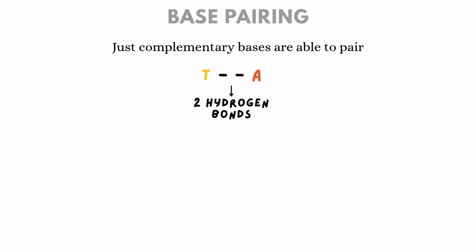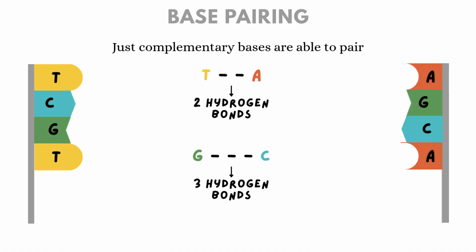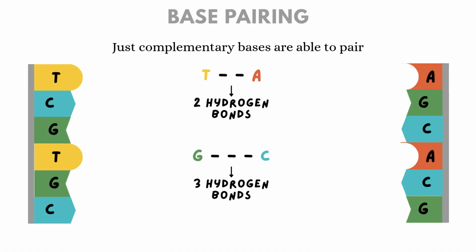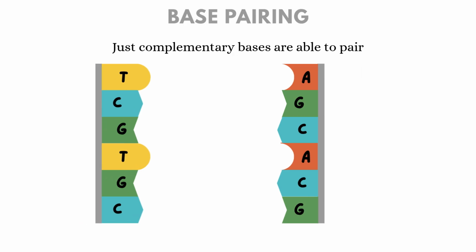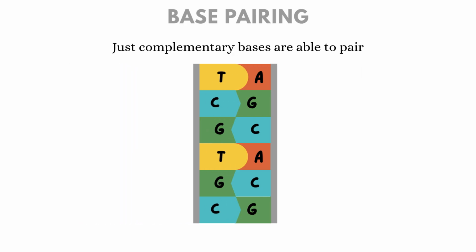Only complementary bases are able to pair up. Thymine always pairs with adenine through 2 hydrogen bonds, while guanine always pairs with cytosine through 3 hydrogen bonds. This specific pairing keeps the genetic code perfectly locked in place. This means if adenine doesn't find thymine, they simply won't bond. They fit together exactly like matching geometric puzzle pieces, and that is how the blueprint of life is built.